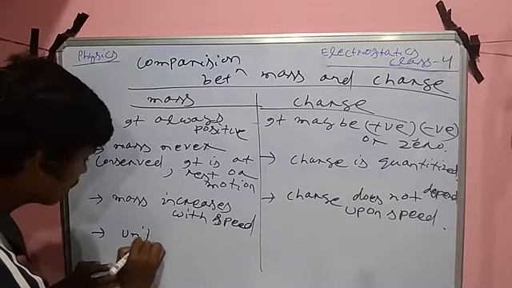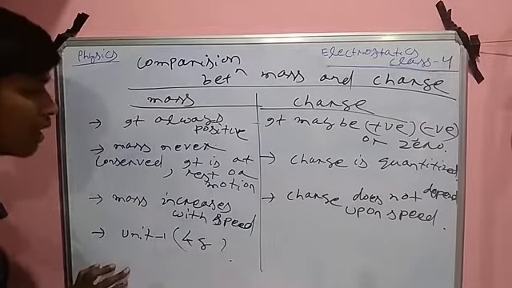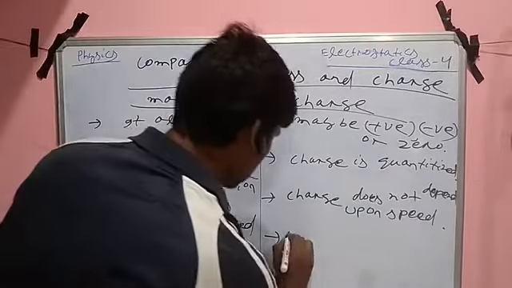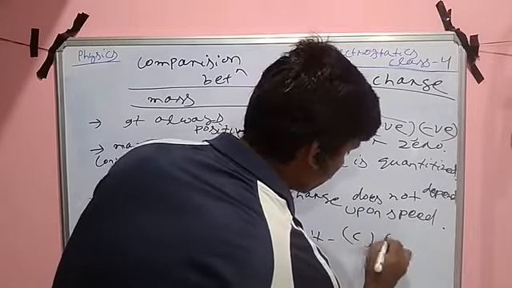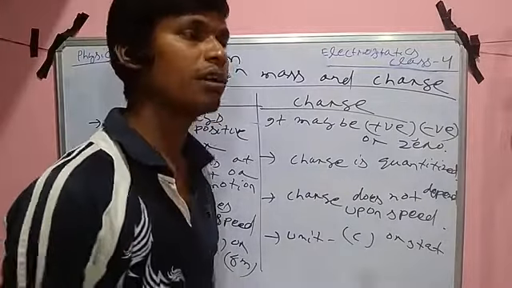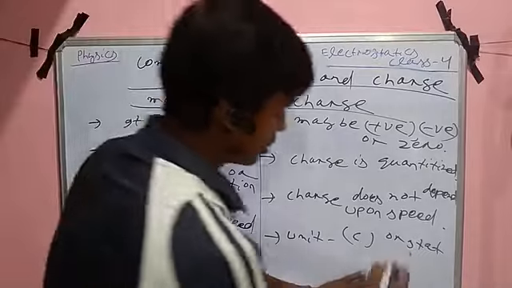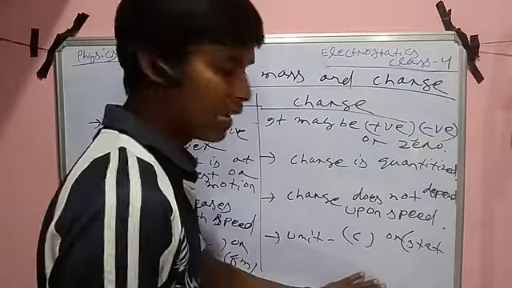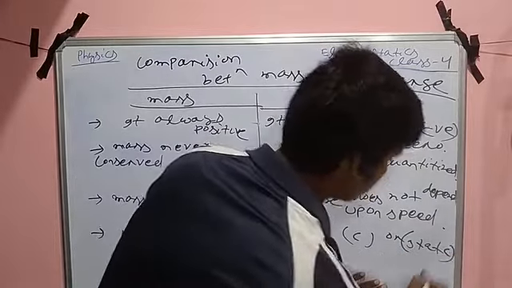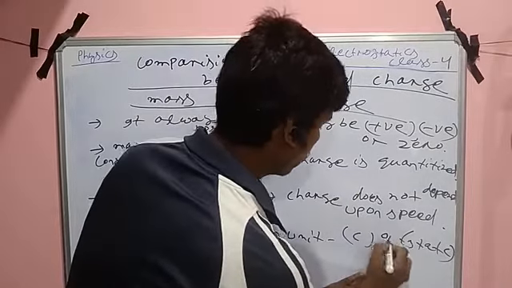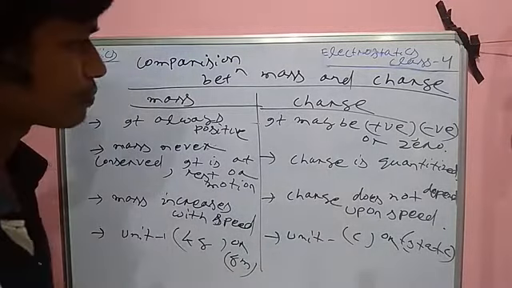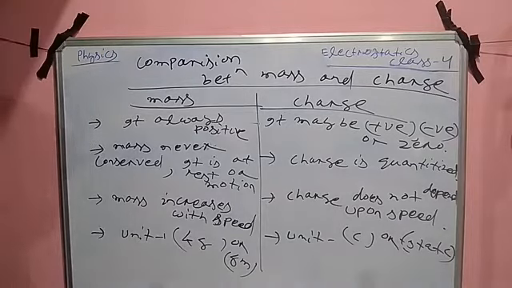Unit of mass is kg or gram, etc. A unit of charge is coulomb or stat coulomb. I will discuss later the unit of charge, but now you have to write down the unit of charge. Coulomb is the SI unit, stat coulomb is the CGS unit. Unit is coulomb or stat coulomb. Unit of mass is kg or gram. You have to note down.